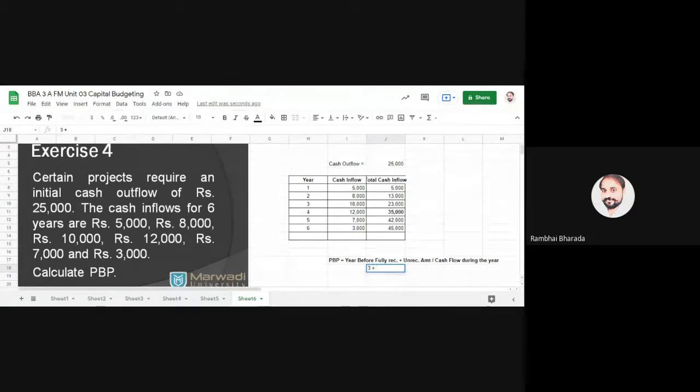Now compare 3 and 4. Yeah, 23,000. We required 25,000. The difference is 2,000 rupees. The unrecovered amount in this question is 2,000, upon cash inflow during the year, 12,000. This year में fully recovery हुई है, वो year की बात कर रहे हैं यहाँ पे. That is 12,000. Wait for a minute.